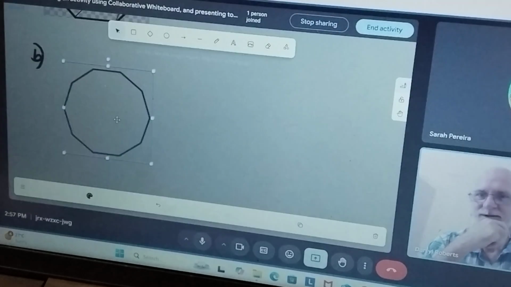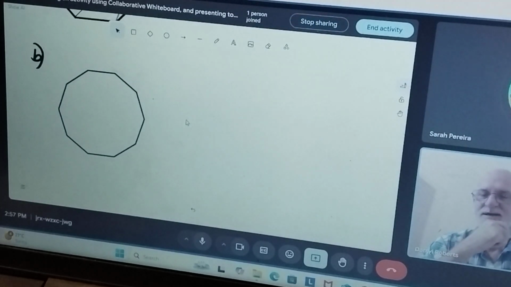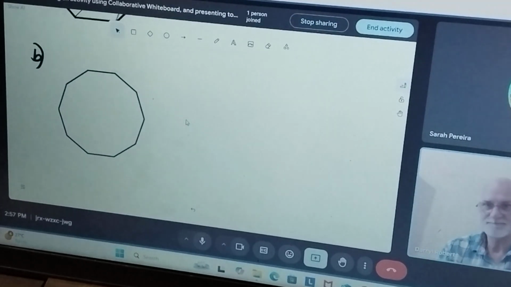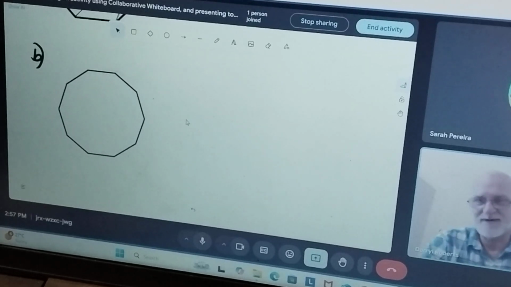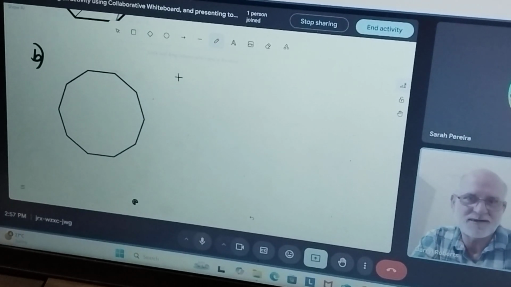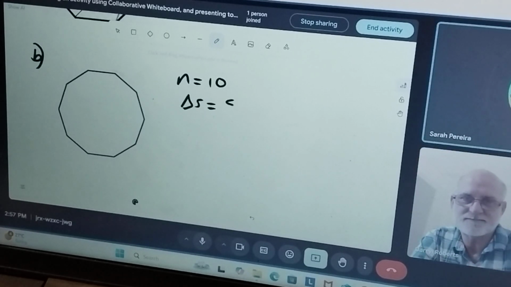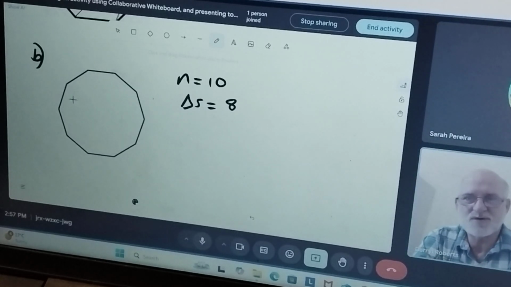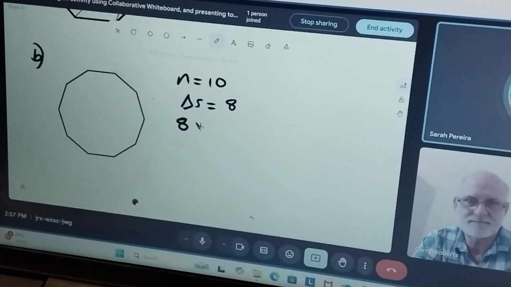A decagon. Alright, so we know it's got 10 sides, right? Yes. Now, without my even having to draw the triangles, can you tell me how many triangles we'll have? 8. Correct. Triangles will be 8. So how do I get the total sum of all the triangles? 180 times 8. Perfect.